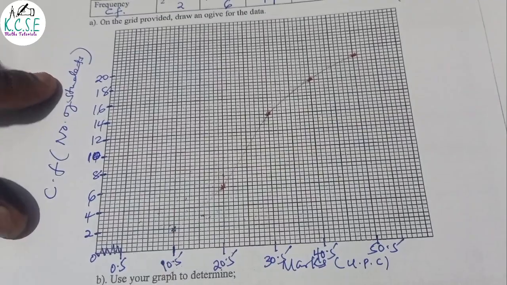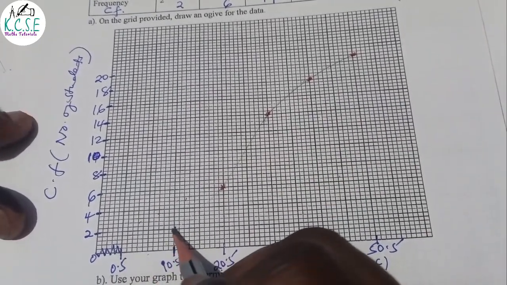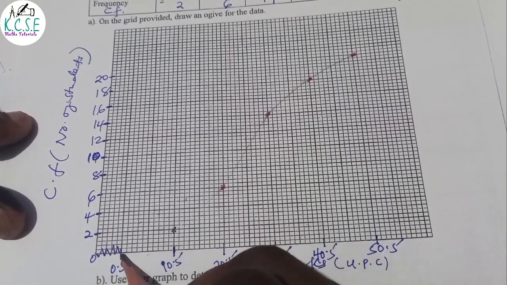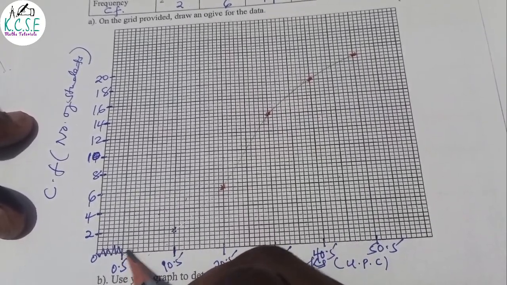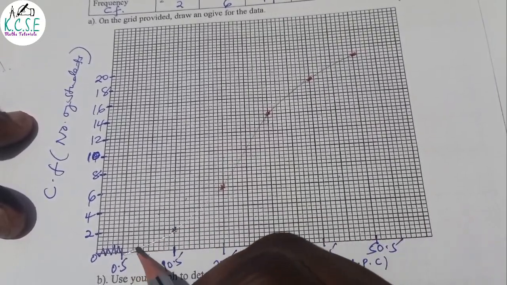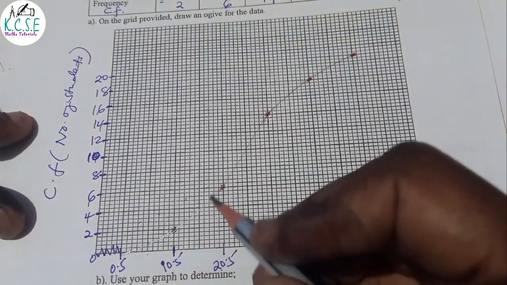I think that one is smooth. Then you can join this to the starting point. Not good to leave the curve hanging, so you can join this starting point to 0.5 like this. Join it like this here, beginning from here, going this way.